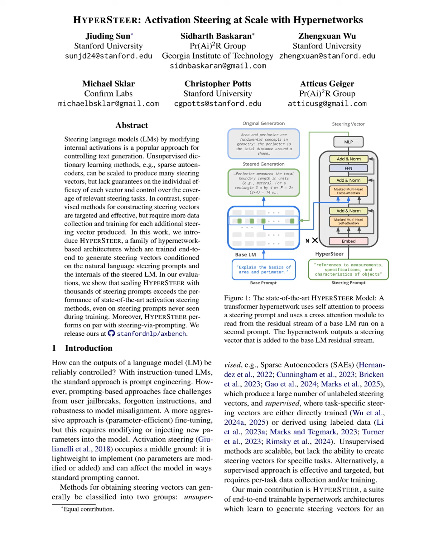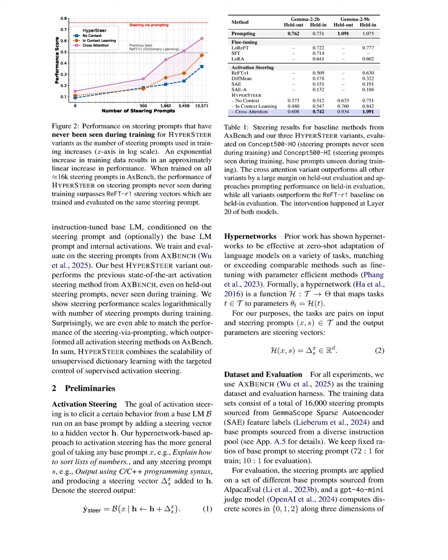HYPERSTEER generates a steering vector through a systematic process involving a hypernetwork that takes both a base prompt and a steering prompt as inputs. For instance, consider a base prompt like "explain how to sort lists of numbers," and a steering prompt such as "output using C++ programming syntax." First, the hypernetwork, H, processes these prompts to produce a steering vector, delta_x_s, that is added to the hidden vector, H, of the base language model, B.